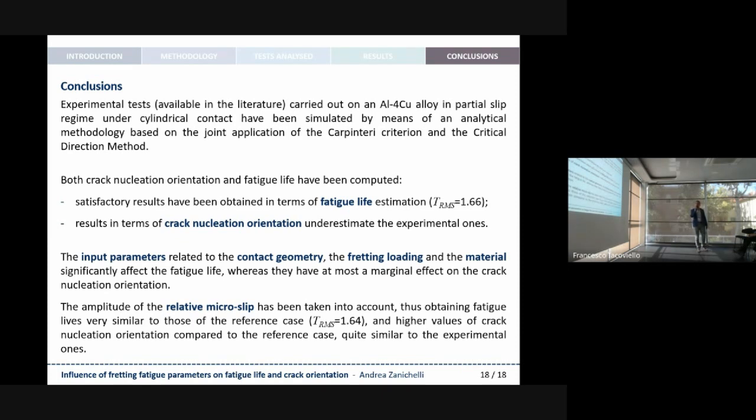Then the input parameters related to contact geometry, fretting loading, and material properties have been investigated, and they significantly affect the fatigue life, whereas they have at most a marginal effect on the crack nucleation orientation. And finally, the amplitude of the relative microslip has been taken into account, obtaining fatigue lives very similar to those of the reference case, but with higher values of crack nucleation orientation compared to the reference case, and in this case, quite similar to the experimental ones.